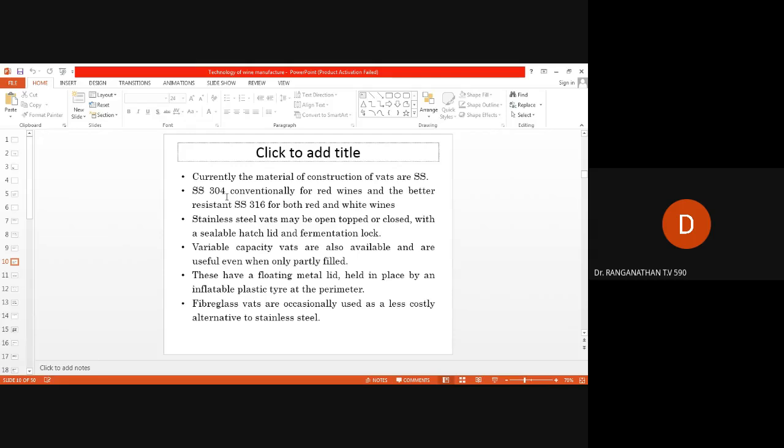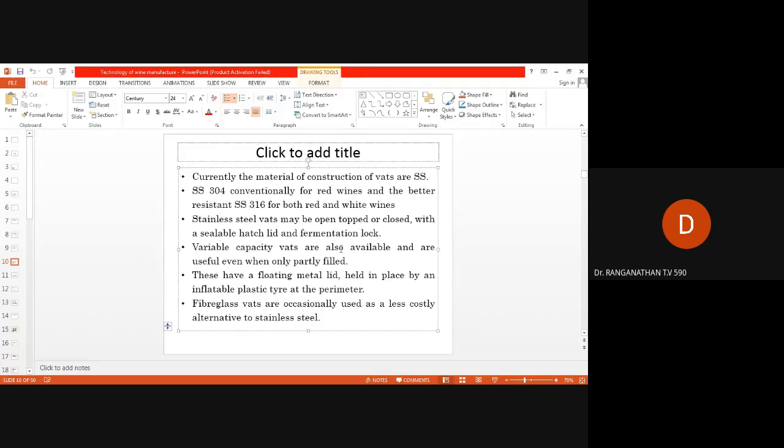Stainless steel SS304 is conventionally used for red wines, and the better resistant SS316 for red and white wines. As you know very well, SS316 is also resistant to acid corrosion. Stainless steel vats may be open top, which has an opening at the top, or they can be closed with a sealable hatch lid. This is to ensure that perfect anaerobic conditions are maintained in the vat.